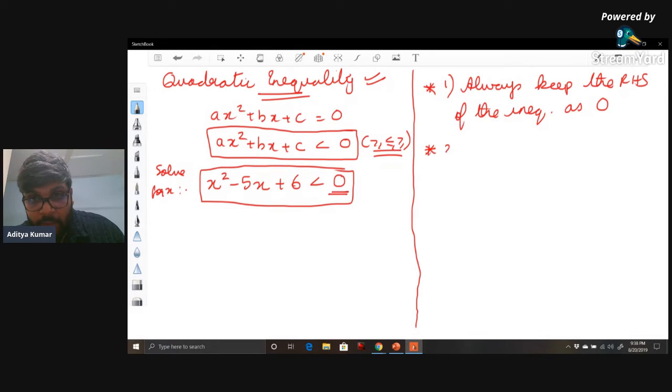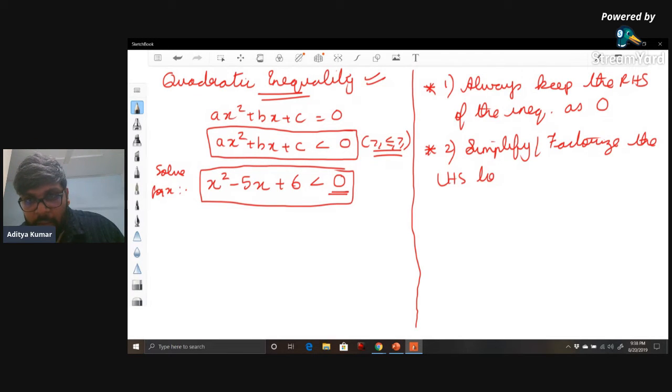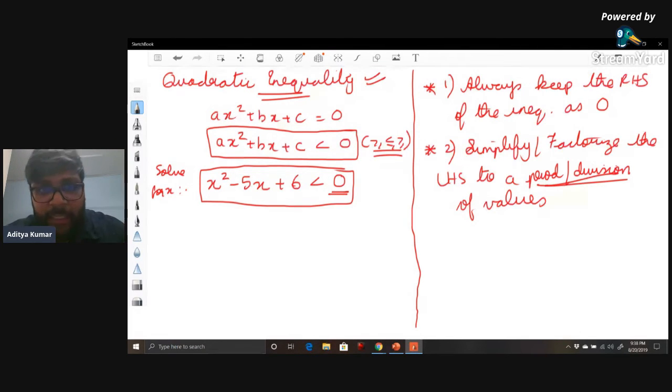Second, simplify or factorize the left hand side to a product or a division of values. This is the most important. This is how you work with an inequality question. The key to solving any hard inequality question is how you spend time on the question stem. If you're able to spend time on the question stem, not jump into the statements, and try to break down the question stem by keeping the right hand side as 0 and simplifying the left hand side to a product or a division of values.